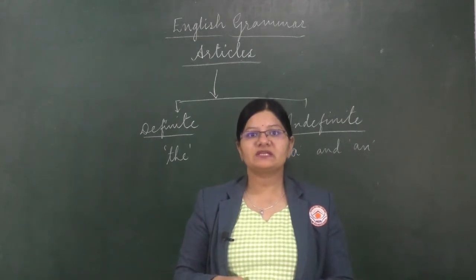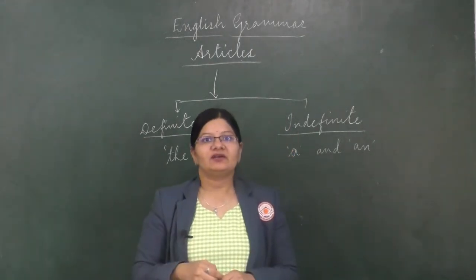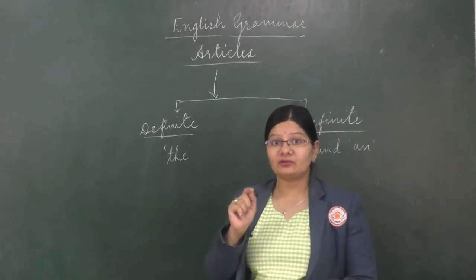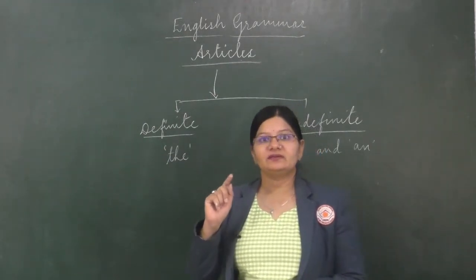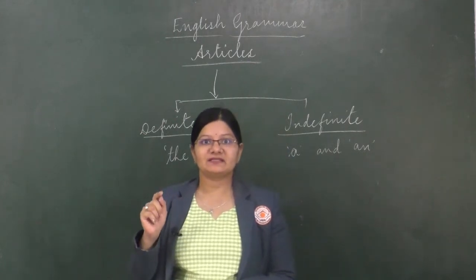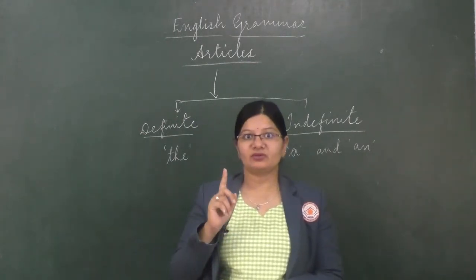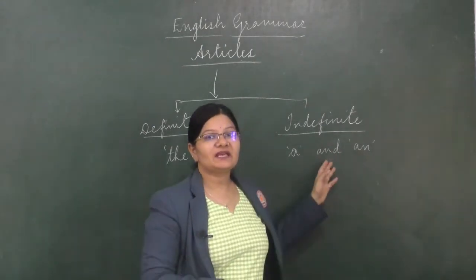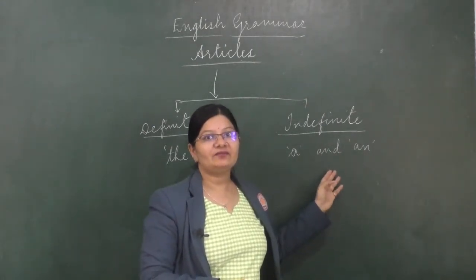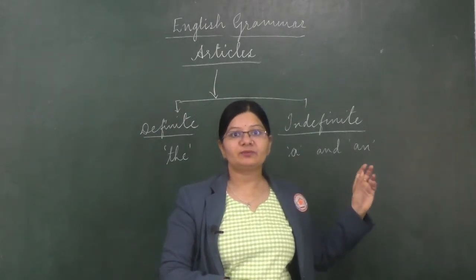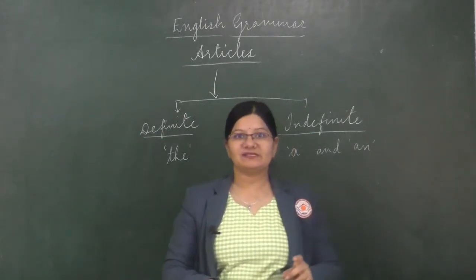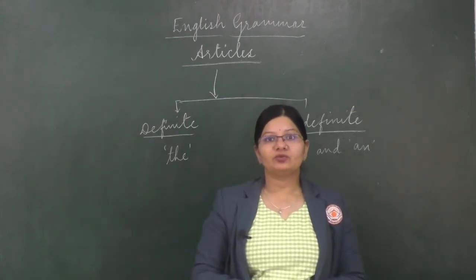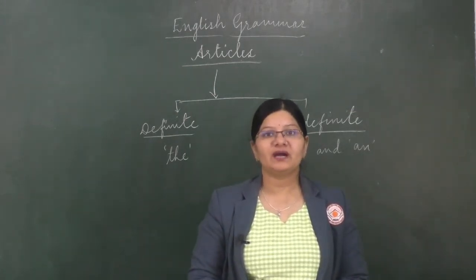So when do we use these articles? We use the definite article when we are pointing out something particular and the speaker and the listener both are referring to the same person or thing, then you use the. And when do we use a and an? We use a and an when we are talking about a thing or person in a general sense. So kids, let's understand the rules of usage of the articles.